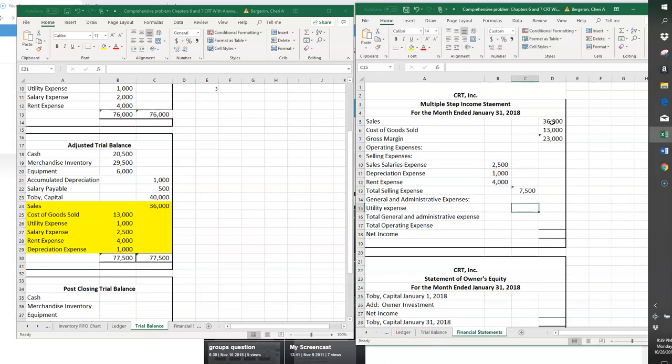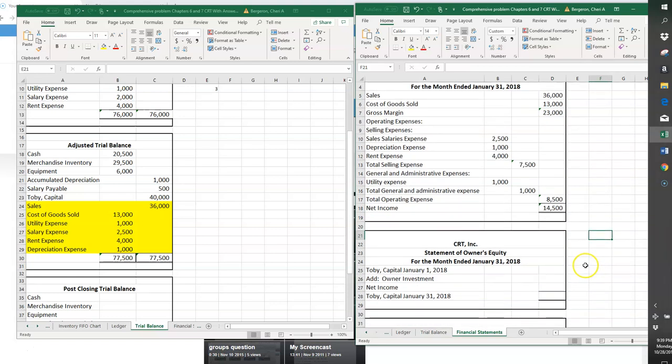All right, general administrative expenses, I just have one, but I'm going to go ahead and put it here to be the same as the way I did the others. So utility expense is $1,000. So my total general administrative is $1,000. So my total operating expenses is made up of total selling, $7,500, plus total general administrative of $1,000. So my net income is gross margin minus these expenses, $14,500.